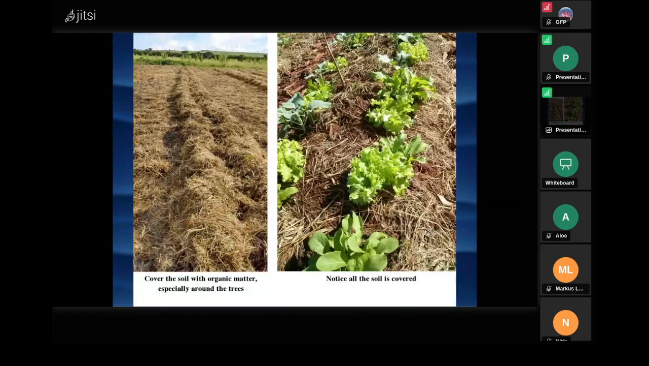There is never enough. In this image here, when we have limited supply, we concentrate on the tree lines because they're the future for your system. They're going to create the future fertility and biomass.